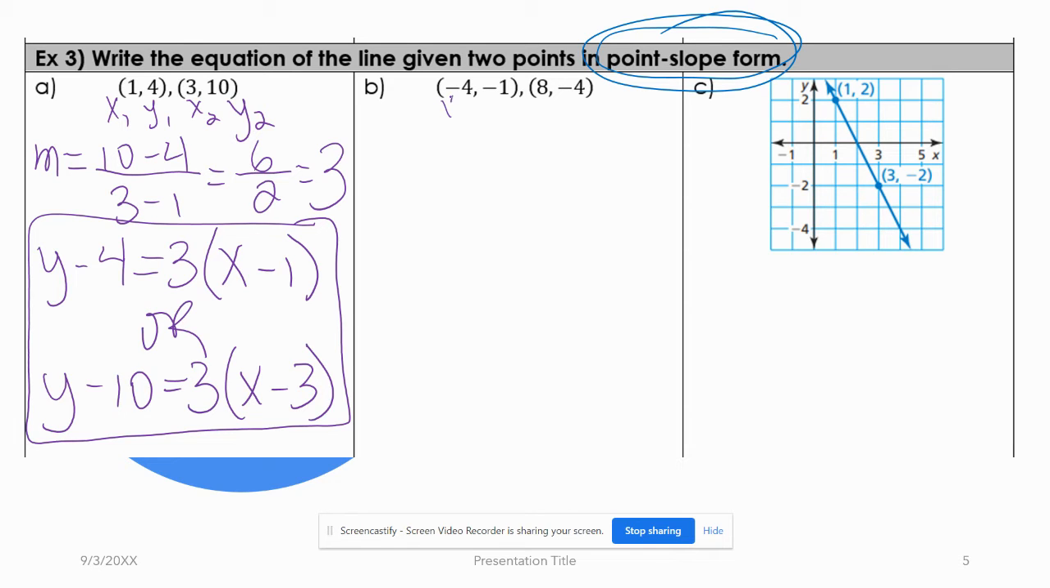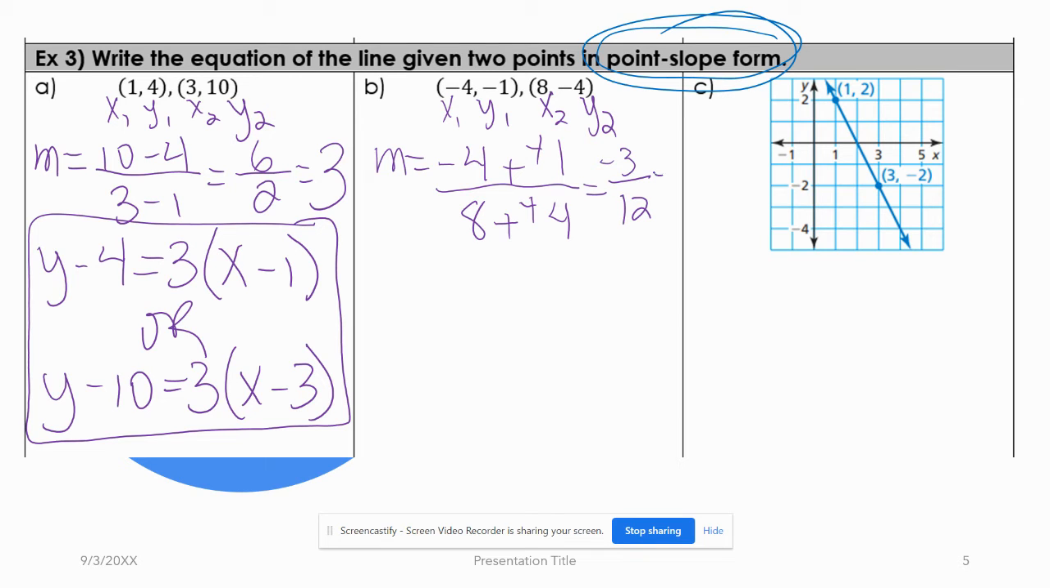Letter B, x1, y1, x2, y2, slope, -4 minus -1 over 8 minus -4. Add the opposite, add the opposite. We have -4 plus 1 is -3. 8 plus 4 is 12. And that simplifies to -1/4.